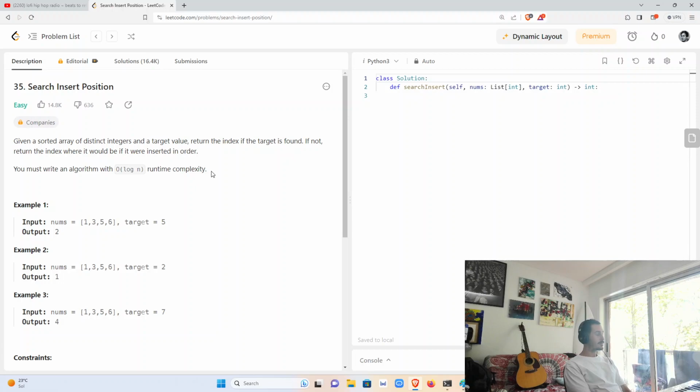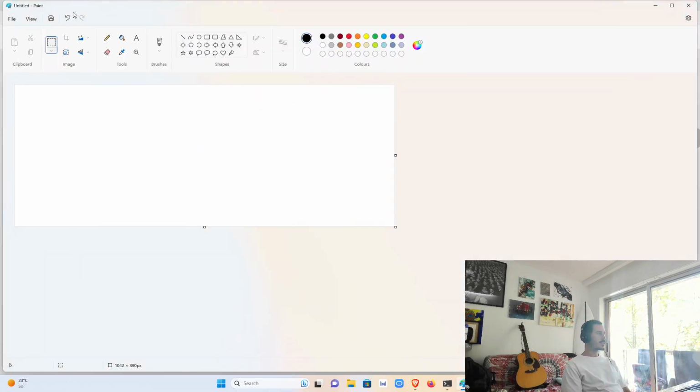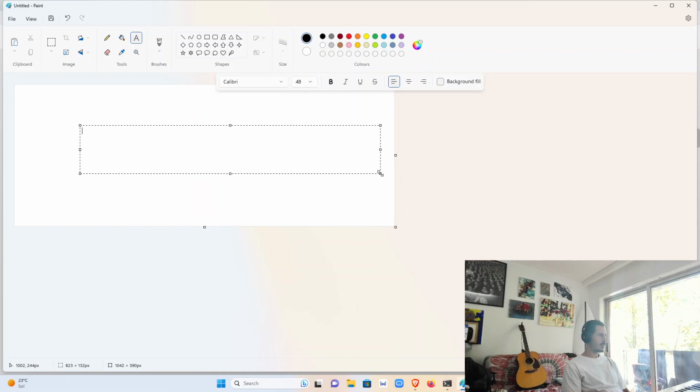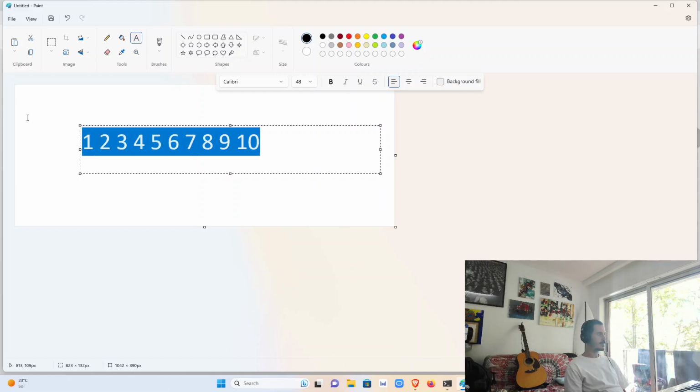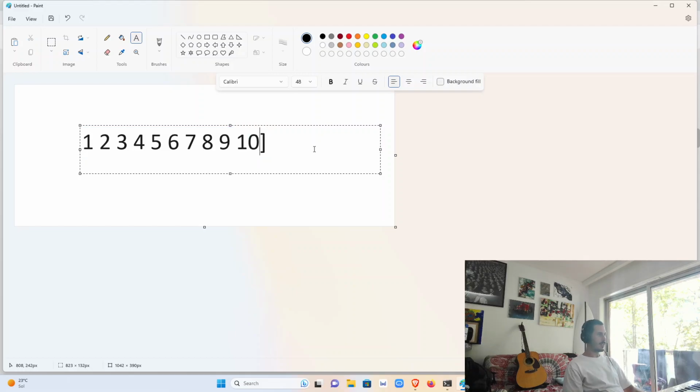So, what is O(log n), if you're wondering? Let's say you have an array of 10 elements: 1, 2, 3, 4, 5, 6, 7, 8, 9, 10. And this is an array. So let me just make it very clear. This is an array, and we want to do something. It's an algorithm that does stuff with an array.